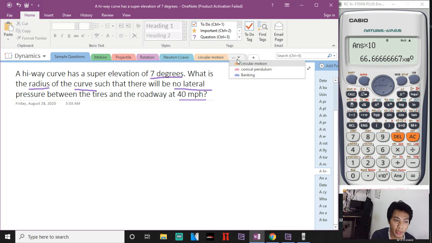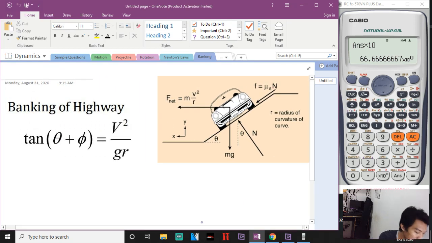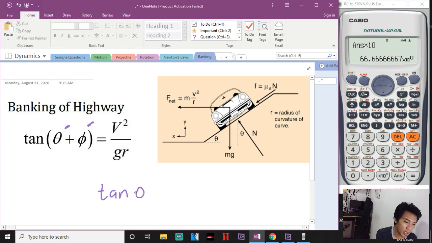Okay. So, let's go with the curve banking. Ito lang naman yung ginagawa dyan. The banking ng highway, kapag hindi naman given yung phi, this is theta, and then phi. Ito yung banking of curve, ito yung incline. Hindi mo na kailangan to. Minsan ito binibigay, minsan hindi binibigay. So, ito lang yung gagamitin mo in this problem. Tangent theta equal to v squared over gR.